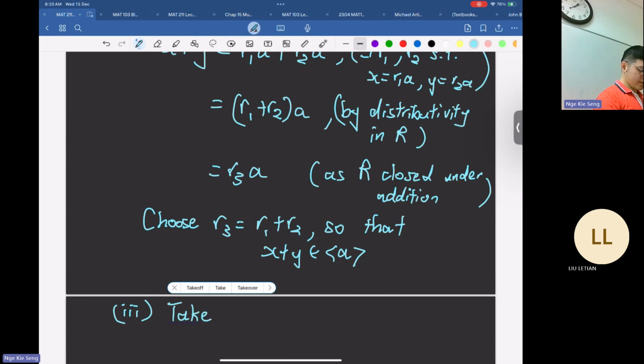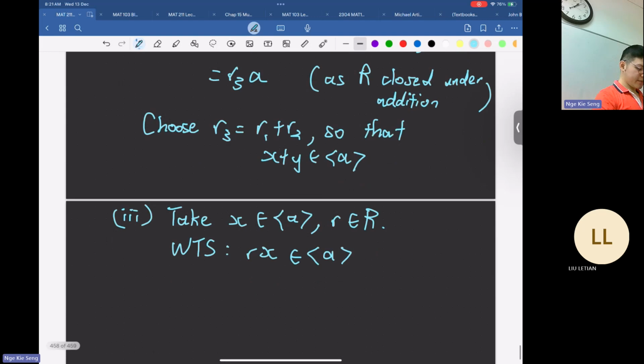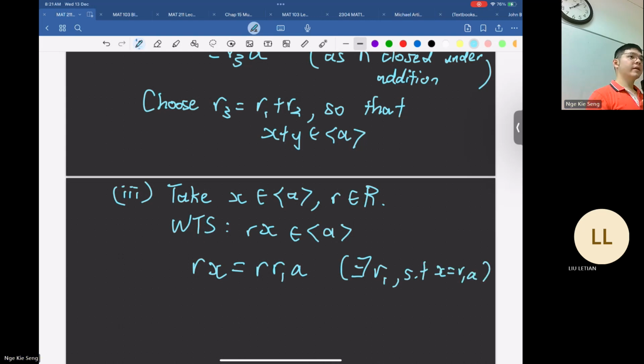So take any x in my principal ideal, and then take any r in my ring. Then we want to show that r times x is still in A. But what is r times x? r times x is equal to r times r1 times A, for some r1 such that x equals r1A.